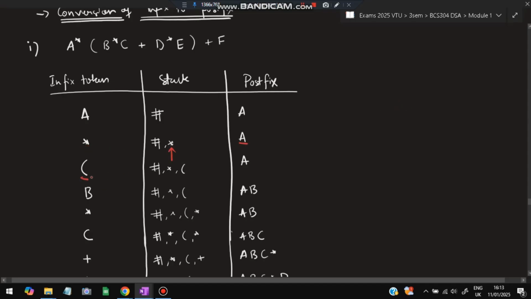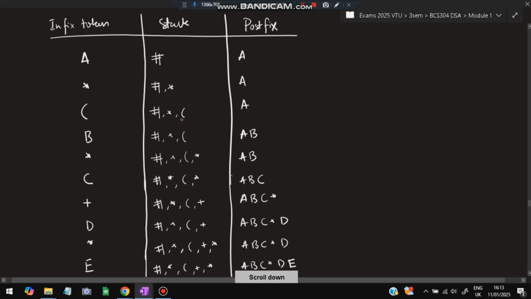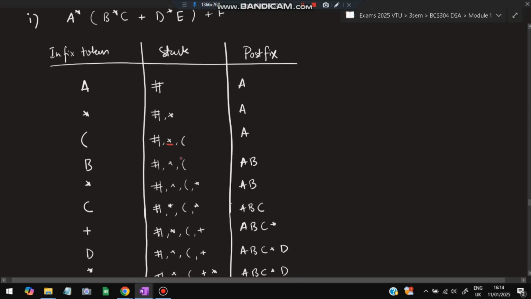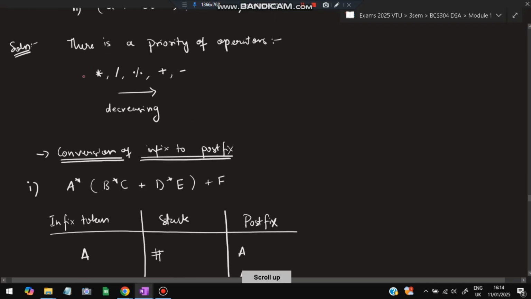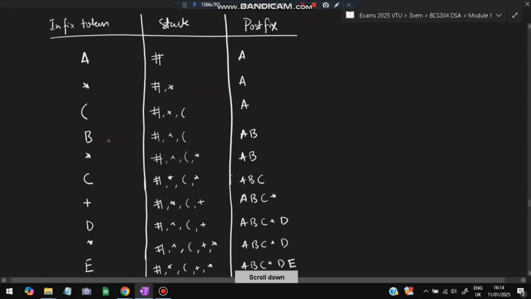Then the opening bracket, which is also an operator. Whenever an operator comes, we'll be pushing it like this, and it depends on the priority also. See, the star and the opening bracket are in the same priority. The opening and closing brackets are also somewhere in between, so these are all the same priority, and plus and minus are a different priority. After that B came, so after A we'll be directly writing B here.